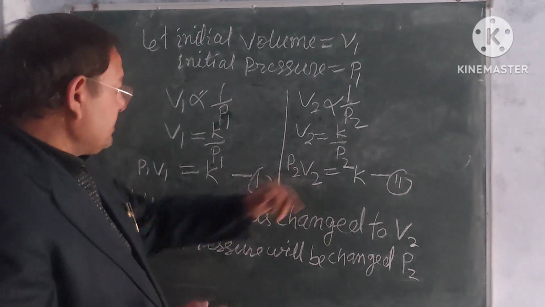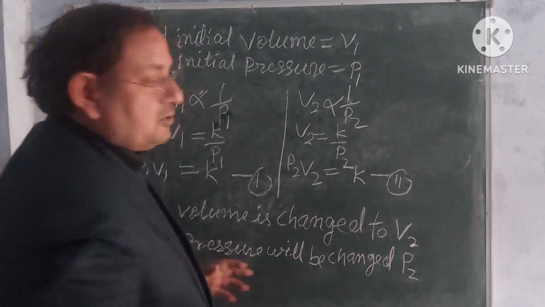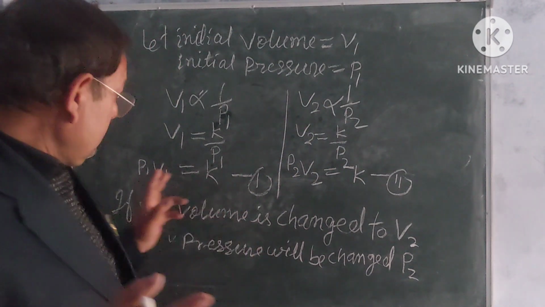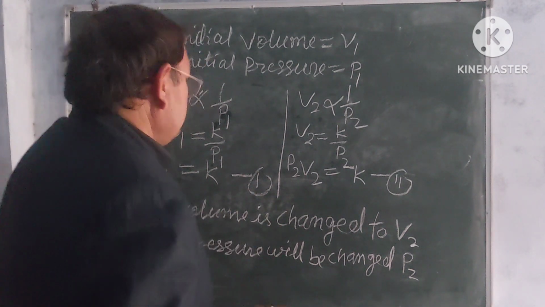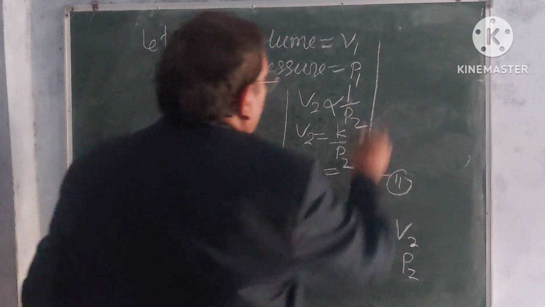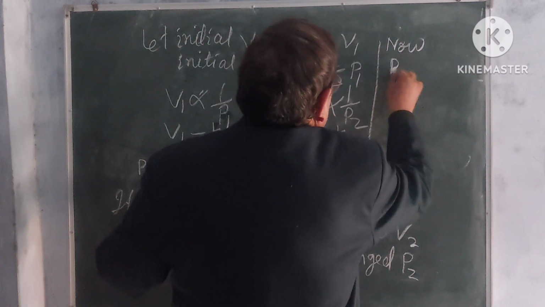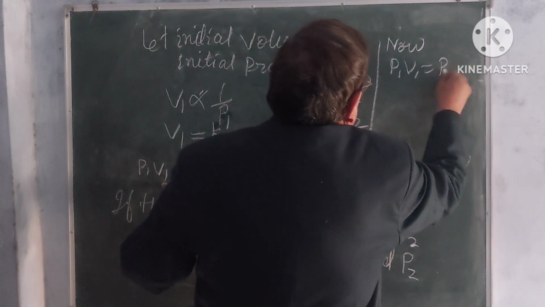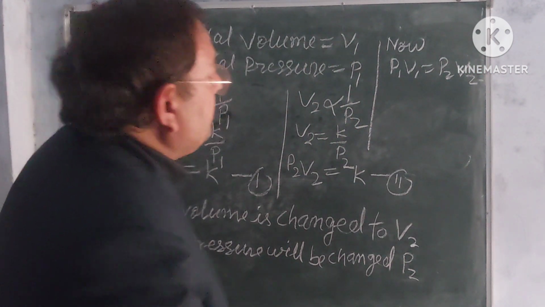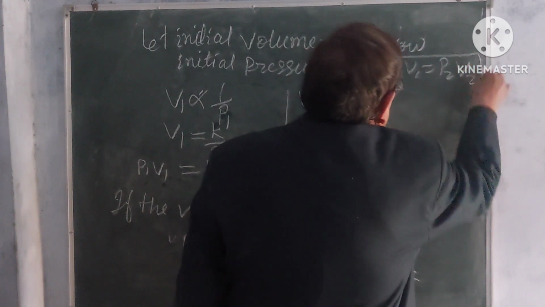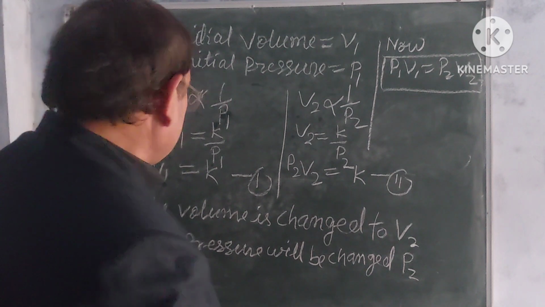Now from the first and second equations we see the right side of both is K. So the left sides will also be equal. Thus we get P1 V1 is equal to P2 V2. This form of equation is known as Boyle's equation. My dear students, this form of equation is known as Boyle's equation.